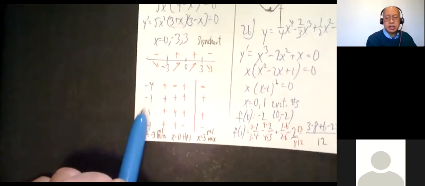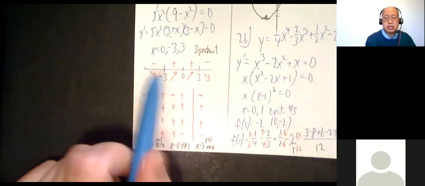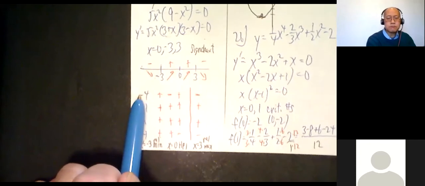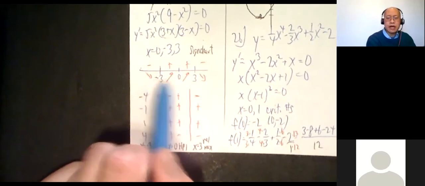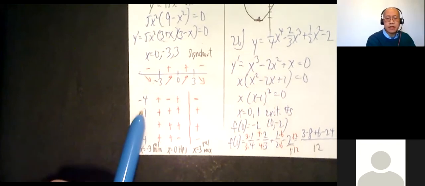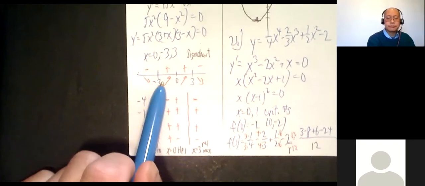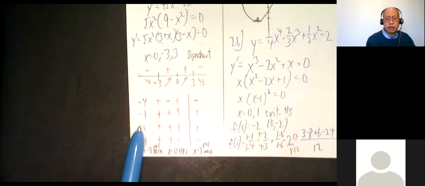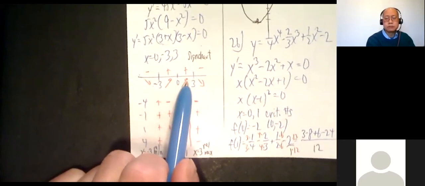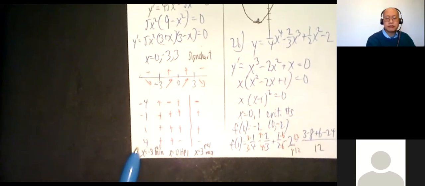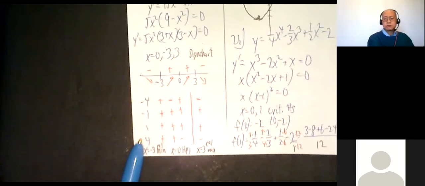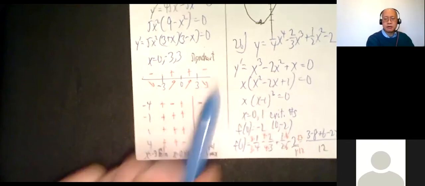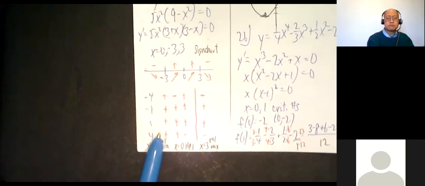Okay, so what's all this table here? I pick something smaller than negative 3, negative 4. Something between negative 3 and 0, negative 1. You could also pick negative 2. Something between 0 and 1. I picked 1. You could also pick 2. Something bigger than 3, 4. You could pick 5. You can pick 6. You can pick 80. You can pick 1,000,000. But this will do.